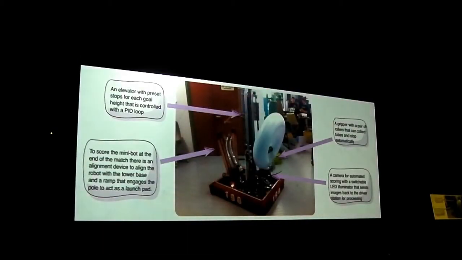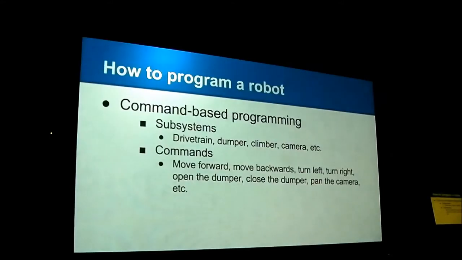And this is just an example. This isn't our robot, this is just an image I found online, but it shows you the different subsystems. On the top left, there's an elevator with preset stops, so that's one subsystem. On the bottom left, there's a mini-bot scoring mechanism. On the top right, there's a gripper with a pair of rollers, and on the bottom right, there's a camera. They skip the drive train here, but that's also a very major subsystem. After we have the subsystems, we have to tell it to do something.